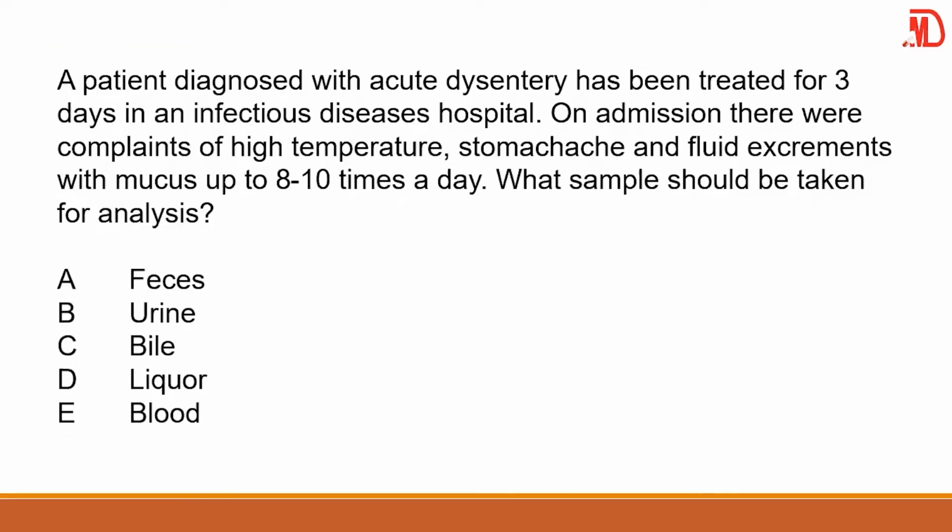A patient diagnosed with acute dysentery has been treated for 3 days in an infectious disease hospital. On admission, there were complaints of high temperature, stomach ache, and fluid excrement with mucus up to 8 to 10 times a day. First of all, they've already told you the disease is what? Acute dysentery. But what do you think is the causative agent of acute dysentery? Shigella. Thank you. So this is shigellosis. Another name for shigellosis is dysentery or acute dysentery.